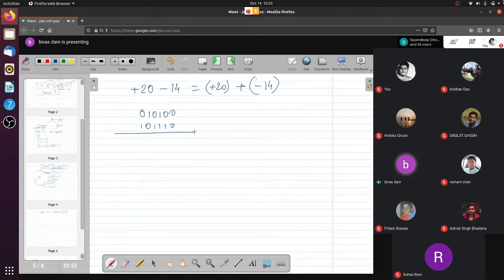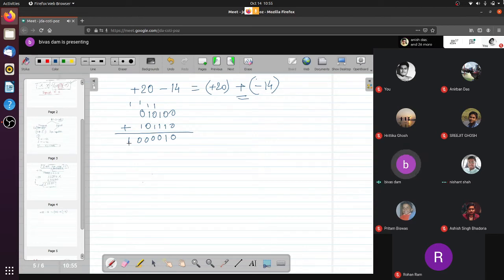Right. Now I have to perform this addition operation because here I require this. Now what's the result? 0 with 1 carry, 0 with 1 carry, 0 with 1 carry, 0 with 1 carry. Okay.